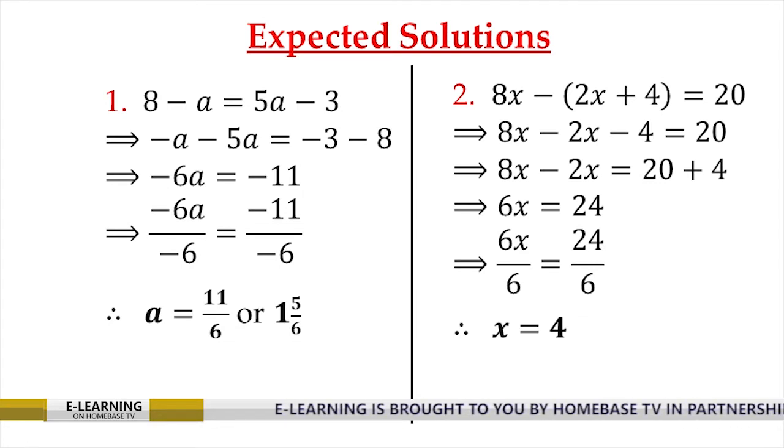then on my right, I group the constant terms. Already I had 20 there, so I maintain a 20. Then the negative 4, which was on the left, when it is transposed to the right hand side, becomes positive 4. So 8x minus 2x becomes 6x equals 20 plus 4 becomes 24. Since I need x, divide both sides by the coefficient of x, which is 6. And then I'll get x equal to 4 because 24 divided by 6 is 4.